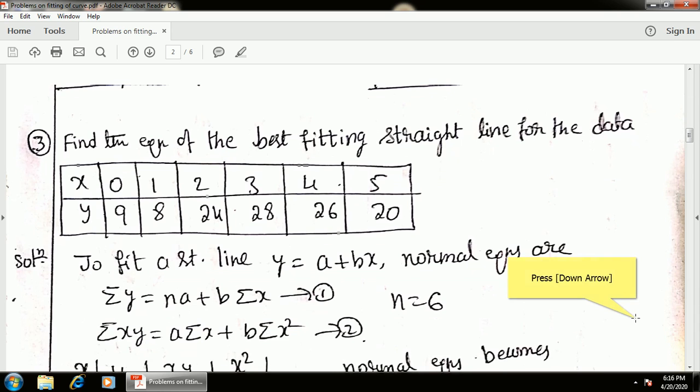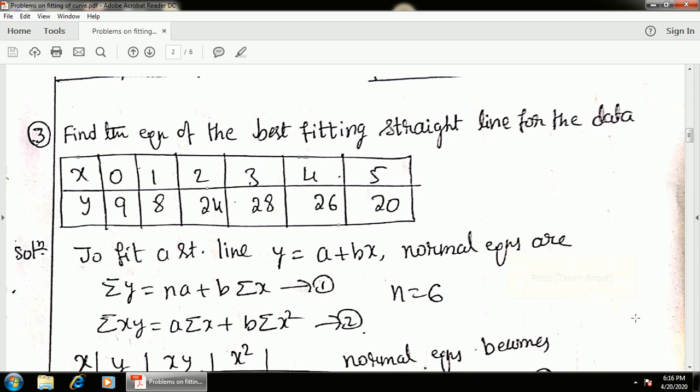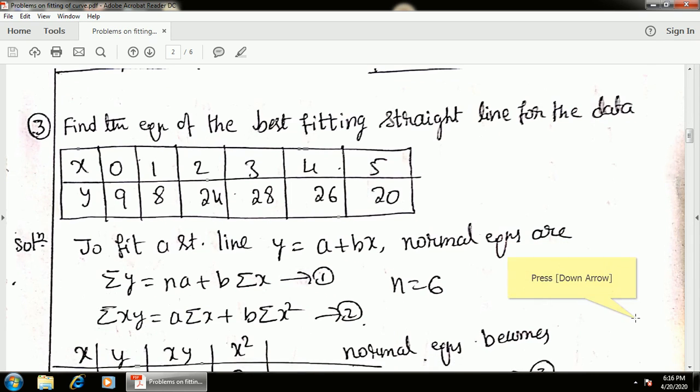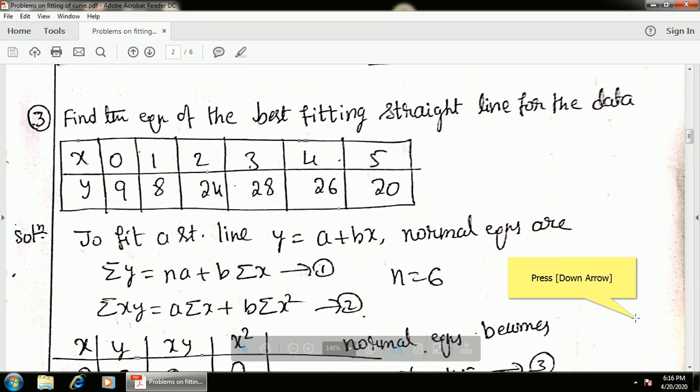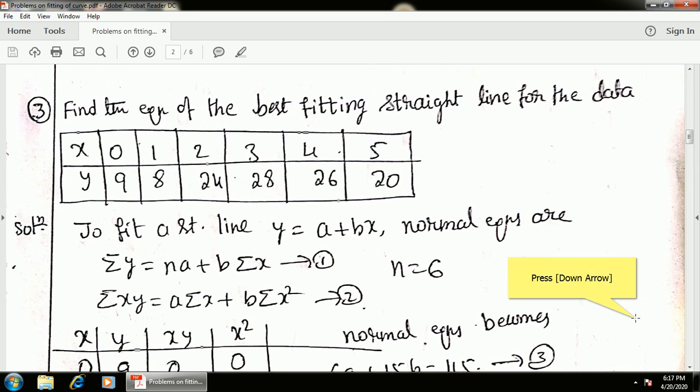you need to write the equation either in the form y is equal to a plus bx or y is equal to ax plus b. Here I have written to fit a straight line y is equal to a plus bx. Once again, same normal equations with n value equal to 6. 0 to 5 means 6 sets of values of x and y they have given.